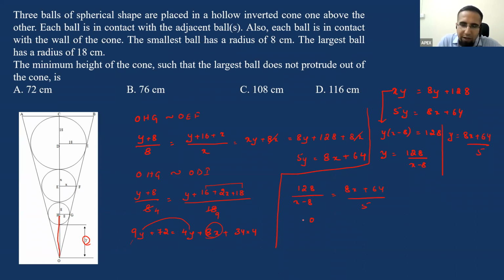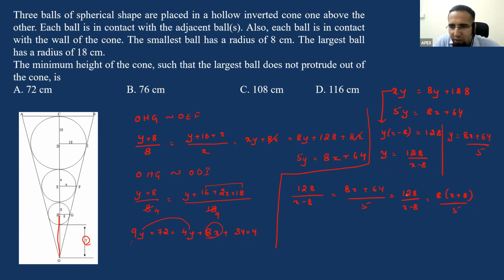5 8s are 40, 0 I carry 4, 5 2s are 10 plus 4 is 14. That is 640. Or we can further simplify this if you want. How can we further simplify this? If you want to simplify this further, I can take 8 common here. So I can write this as 128 by x minus 8 is equal to 8 common, that is x plus 8 divided by 5.